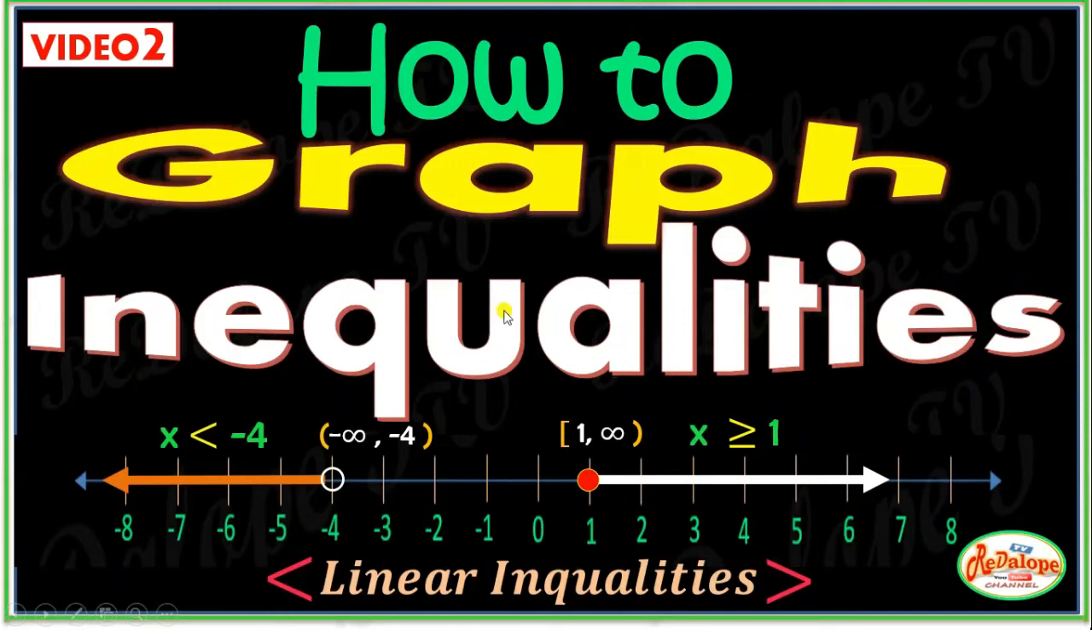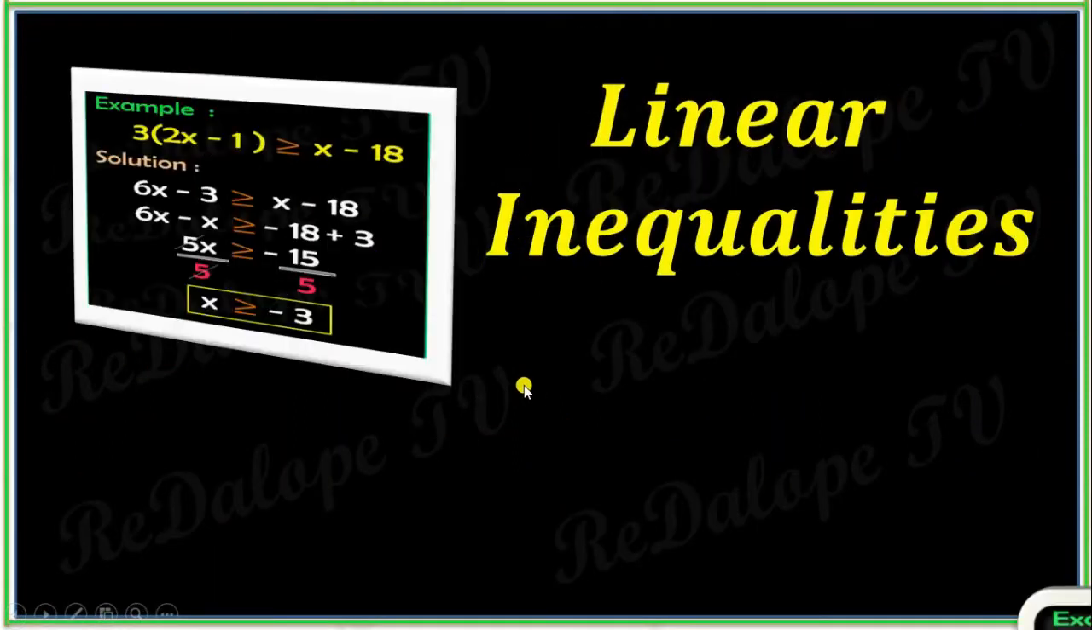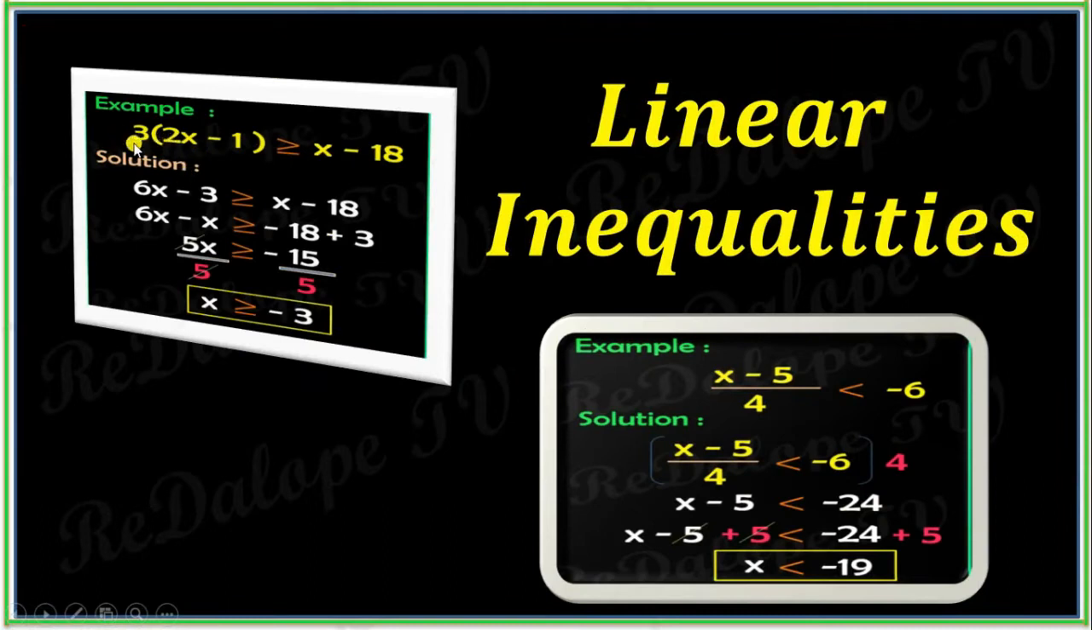In our previous video, we talked about how linear inequalities are solved, such as the inequality 3x minus 1 is greater than or equal to x minus 18, and (x minus 5) all over 4 is less than negative 6, wherein the solution set happens to be x is greater than or equal to negative 3, x is less than negative 19. So in this video, you will learn how to draw the graph of an inequality.